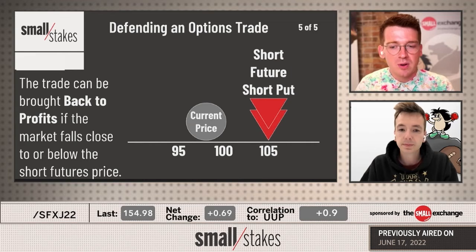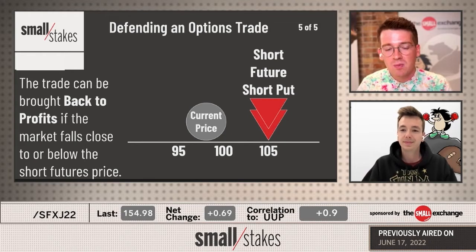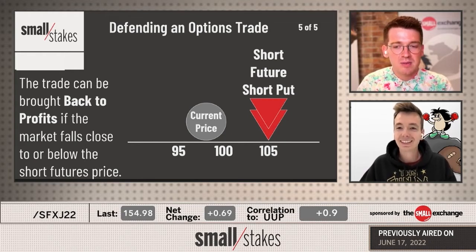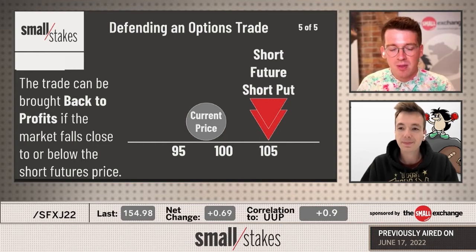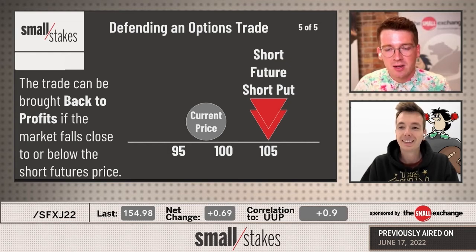And now when it reverts back below 105, I have moved back to profits and hopefully a decent amount of profits, especially if I've been rolling out that short put and bringing in more and more credit. And that's how you defend that options trade, just biding your time for the market to normalize back to a more recent level that it's traded around.